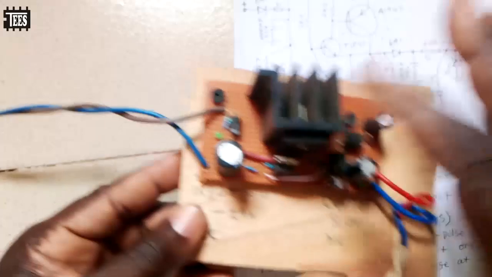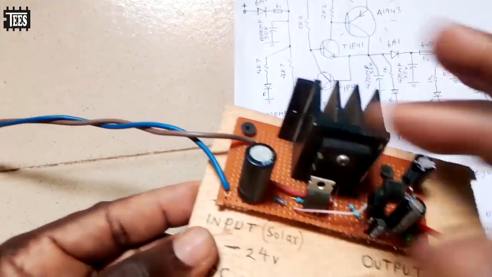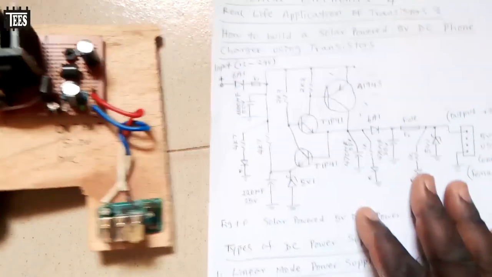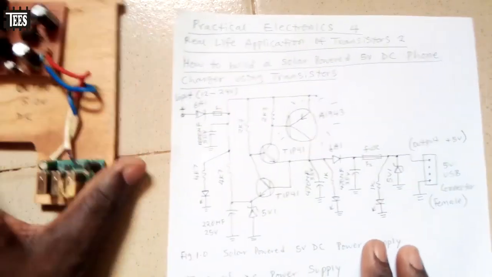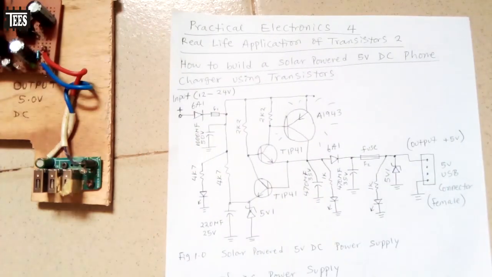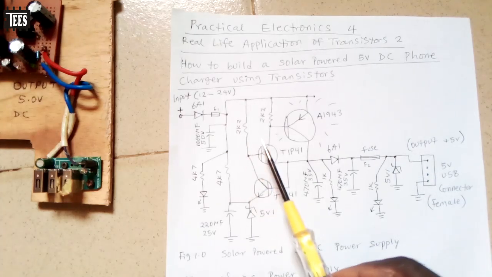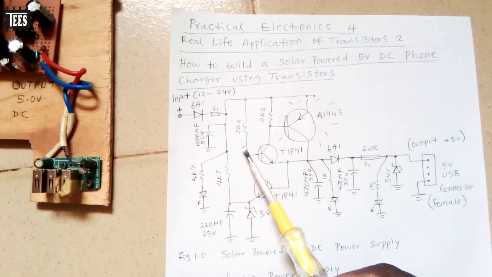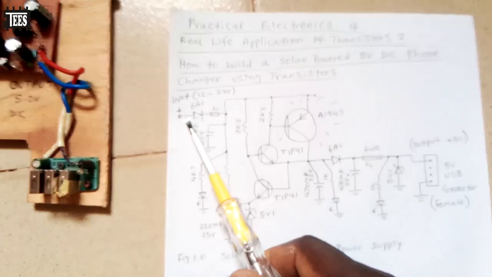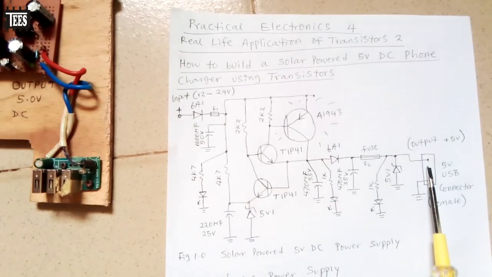So before I show you things here, let's go to the paper. Let's go to our book here. The circuit diagram. Understanding the circuit diagram is very, very important. So let's start from here. This is the input, and then this is my output.